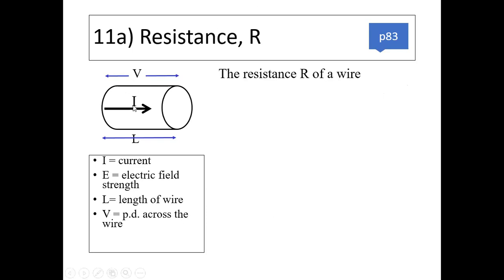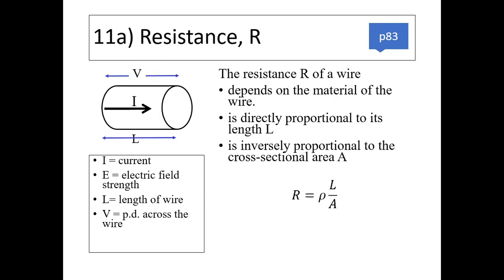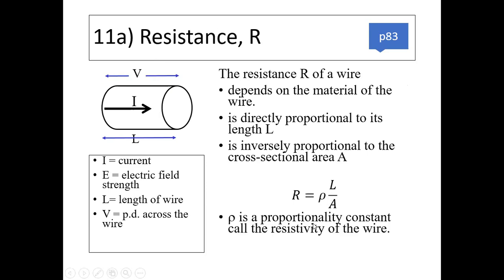Same, we are using the current, potential difference, the length of a conductor. This is your wire. Resistance of wire R depends on material of the wire, directly proportional to length, and inversely proportional to cross-section area. And we can do an experiment to show this relationship. Then we have our R equals to rho L over A. That rho there is proportionality constant. It's called resistivity of the wire.